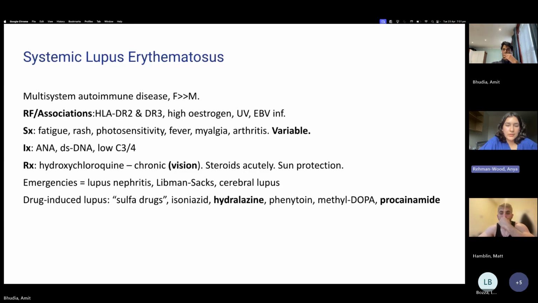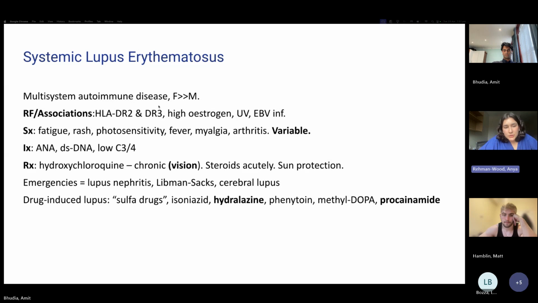So a bit about lupus. It's a multi-system autoimmune disease, more common in women. Some of the risk factors are listed there. The symptoms are very variable because it's this multi-system disease. Everyone will present differently, basically. But the question we had earlier is quite a good example. It'll be quite obvious in exams because it is such a variable presentation. So it'll be fatigue, this classic malar rash, which is photosensitive, fever, myalgia, and arthritis.